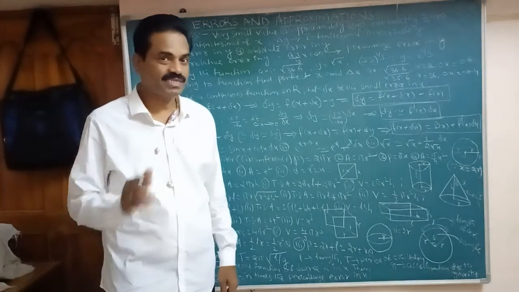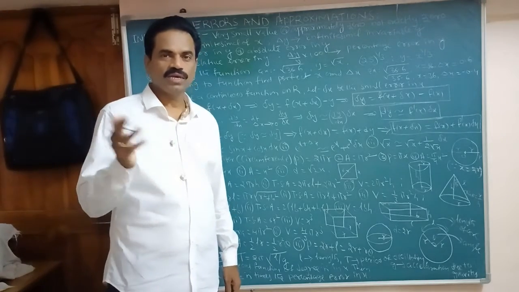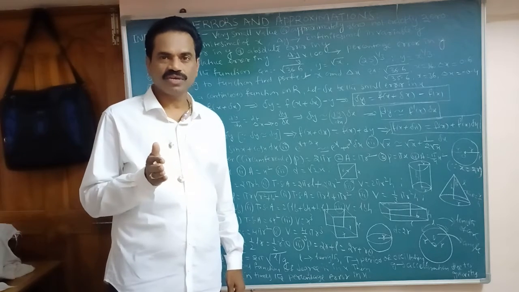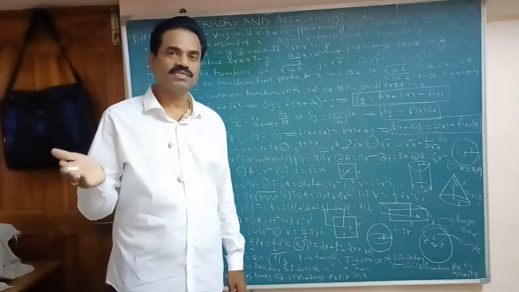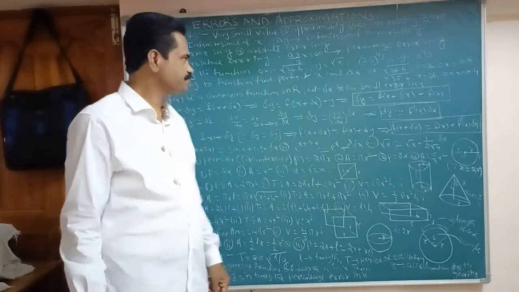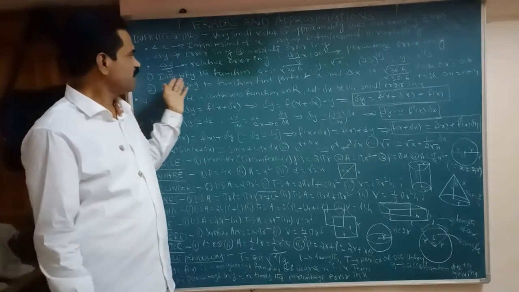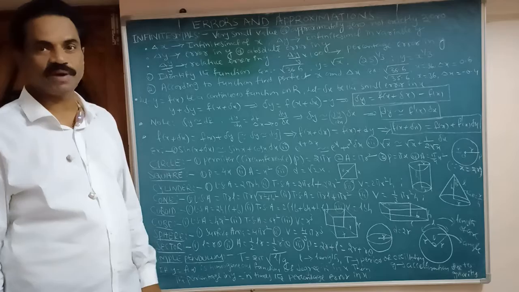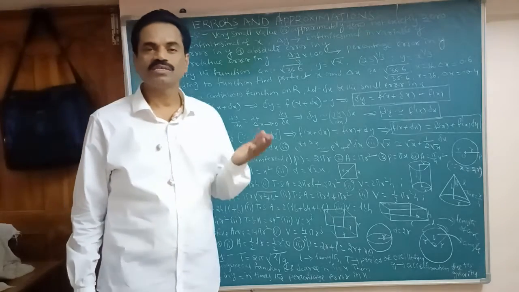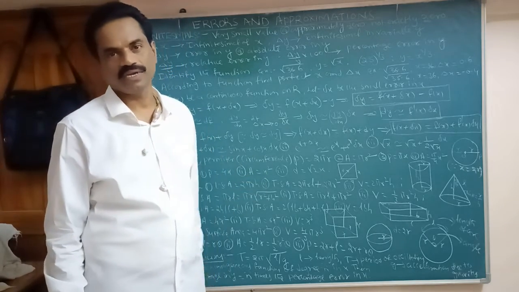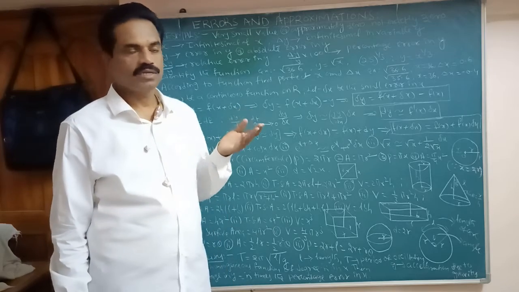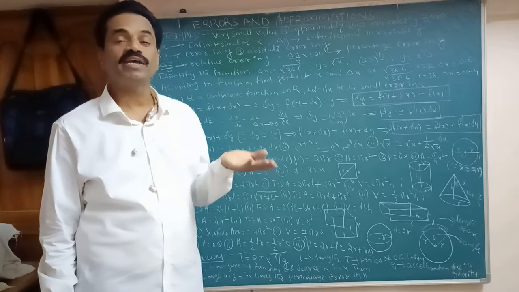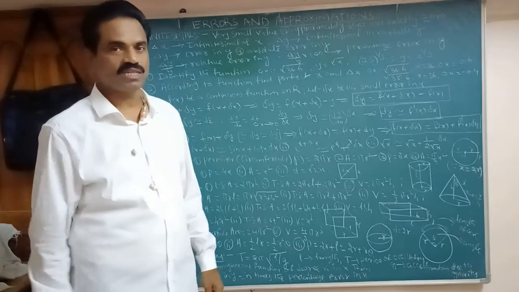For example, 36.6 is there. To make it a perfect square, first take x equal to 36, and delta x, the error, is 0.6. Identify the function first. Suppose root 36.6 is given, then the function is y equal to root x. Suppose 25 whole power 1 by 3 is given, then the function is y equal to x power 1 by 3.